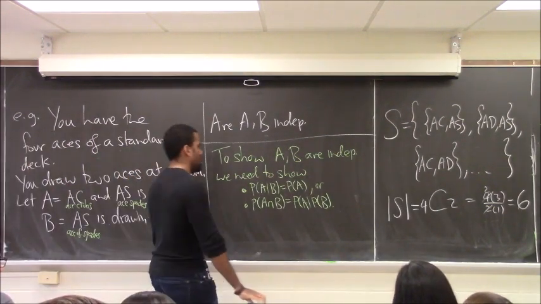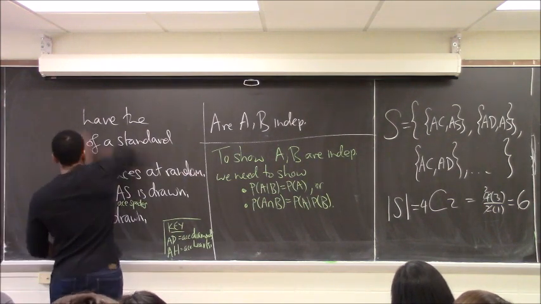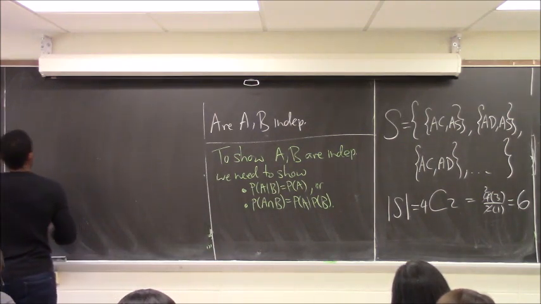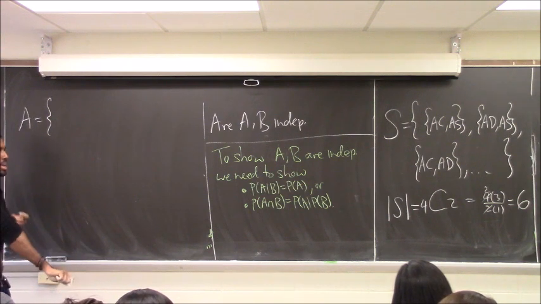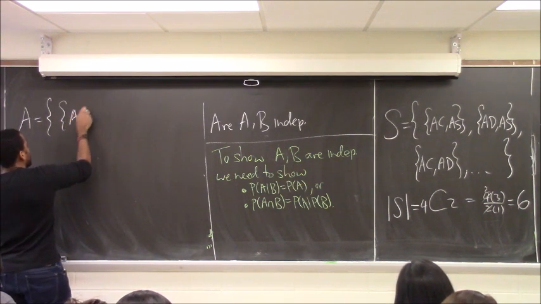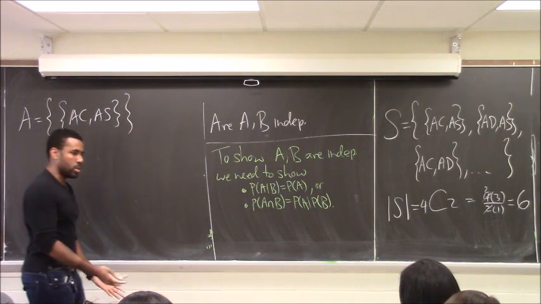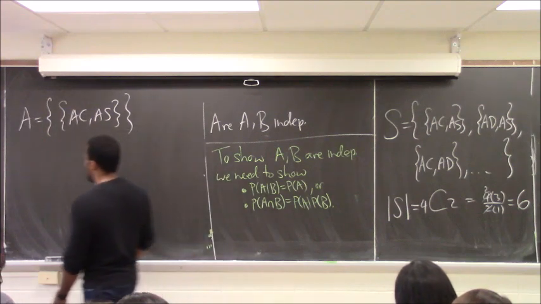Now, if I'm looking at set A, what would A look like? Well, there's only one thing in A. I have to pick the ace of clubs and the ace of spades. So A has one thing in it. There's only one possibility under which I would have achieved A. What about B?